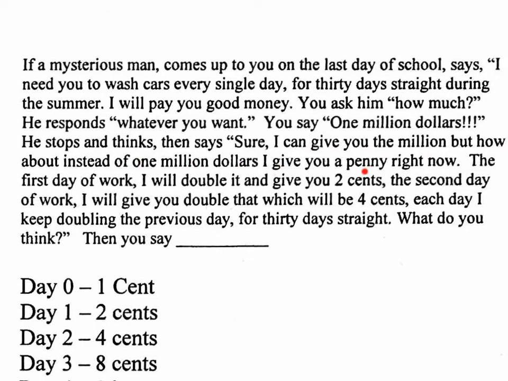He stops and thinks and says, sure, I can give you the million, but how about instead of $1 million, I give you a penny right now? The first day of work, I'll double it and give you 2 cents. The second day of work, I'll double it and give you 4 cents. Each day, I'll keep doubling the previous day for 30 days straight. What do you say?